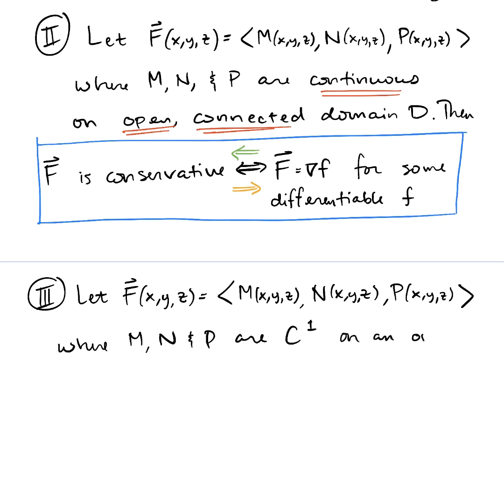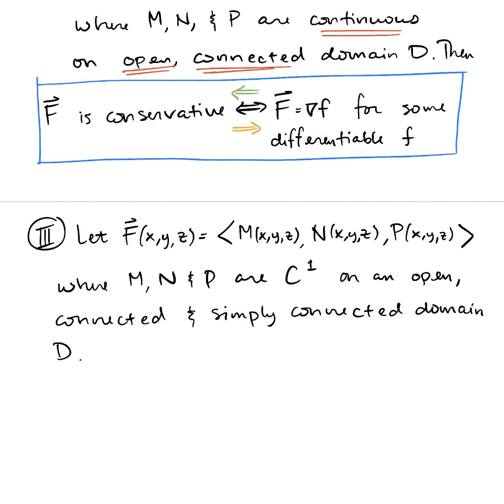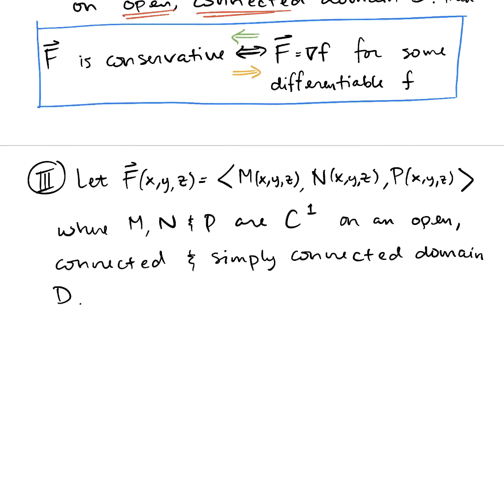On an open, connected, and simply connected domain D. So you can see we're being a little more restrictive with the domain as well. If you have all of that in place, then finally you get the actual practical test for whether the vector field F is conservative.